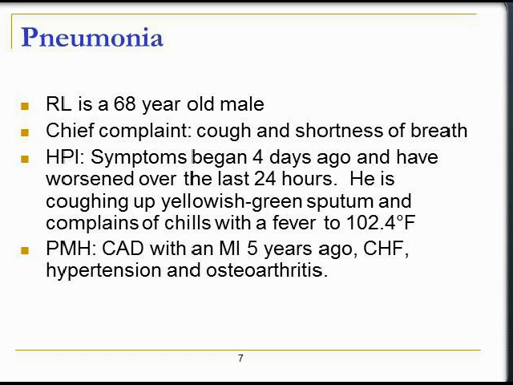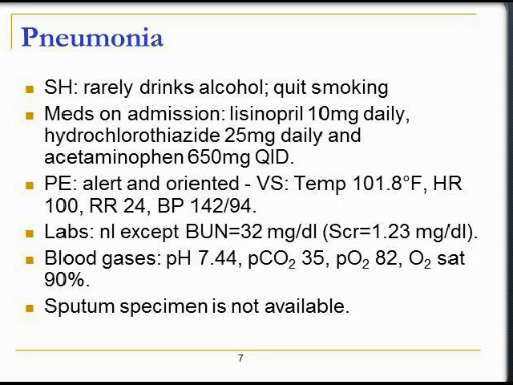RL is a 68-year-old male. He presents to the emergency department with cough and shortness of breath. His symptoms began 4 days ago, and they've been worsening over the past 24 hours. He's now coughing up yellowish-green sputum and complains of chills with a fever as high as 102.4 Fahrenheit. His past medical history includes coronary artery disease, including an MI 5 years ago, CHF, hypertension, and osteoarthritis. He rarely drinks alcohol, and he quit smoking when he had the MI 5 years ago. Meds on admission include lisinopril, Tenormin, hydrochlorothiazide, and acetaminophen.